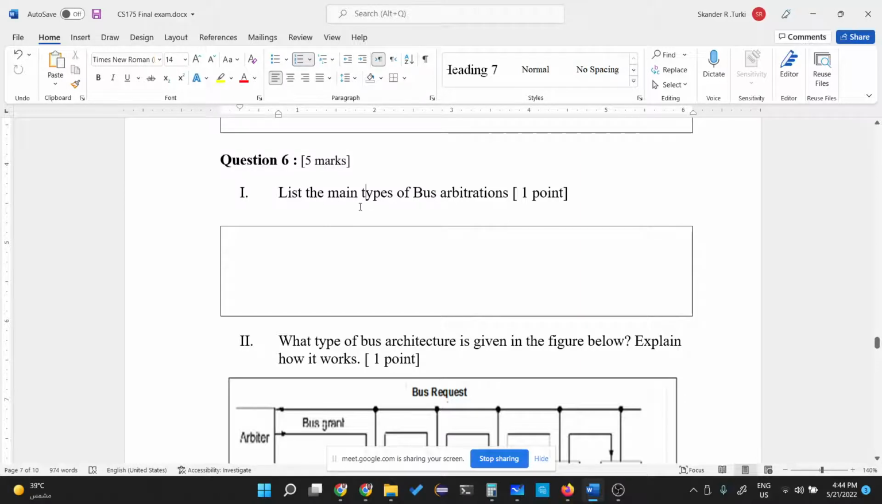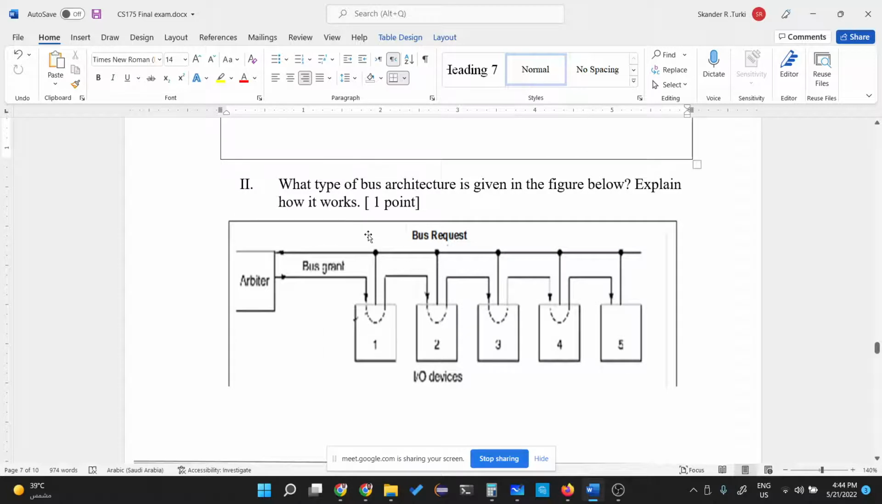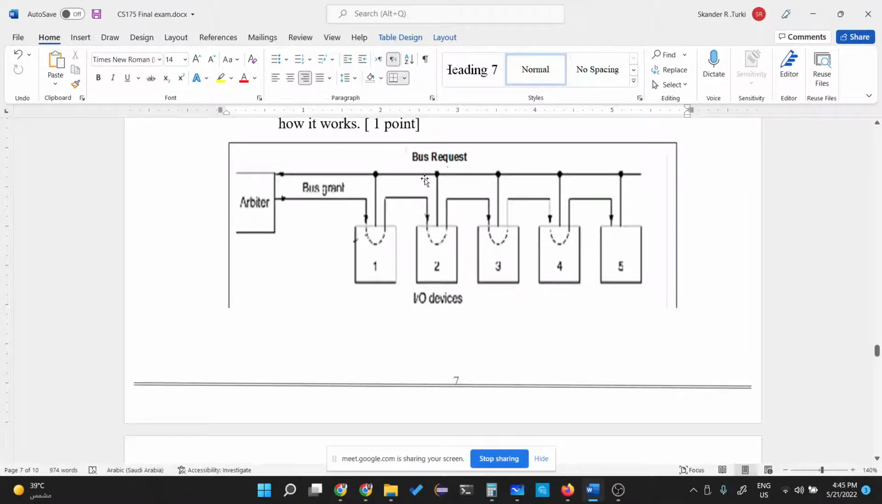This is memorization: list the main types of bus arbitration. So you have the central arbitration, then the distributed arbitration. Yes, and the question below it: what type of bus architecture is given here? This is the central arbitration with only one bus request line, a single bus request line that uses daisy chaining. This is daisy chaining, you know.